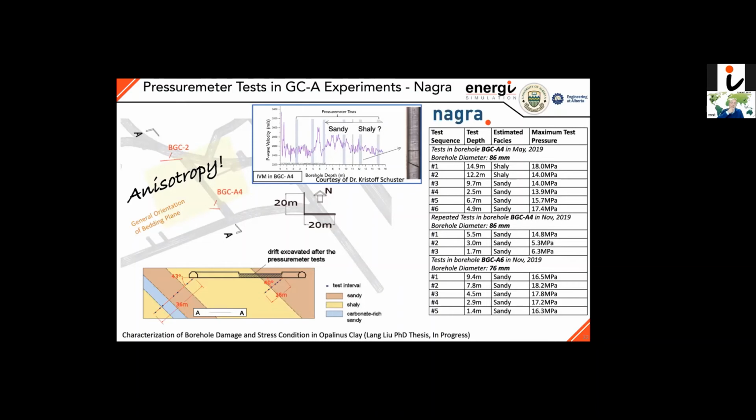The Mont Terri test in Switzerland, much stiffer, harder class of materials, Opalinus clays. A really exciting opportunity there to run the pressuremeter in this BGCA4 location in 2 different orientations. I'll show you some plots in a second. But what was exciting in here was that there is other technology that Dr. Schuster has been running here that allows us to make interval velocity measurements 360 degrees around the borehole.